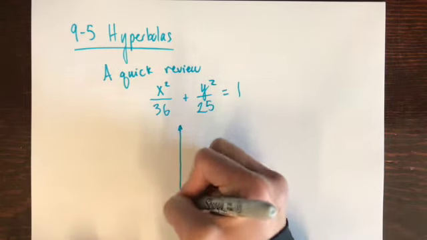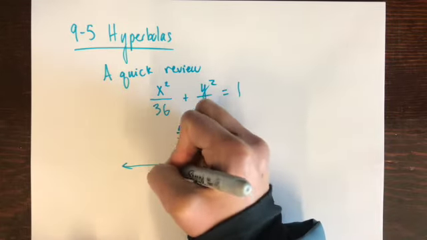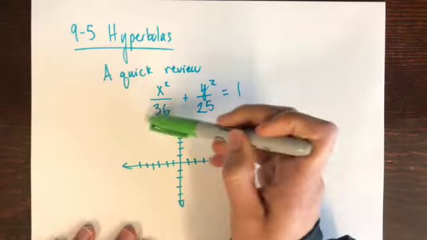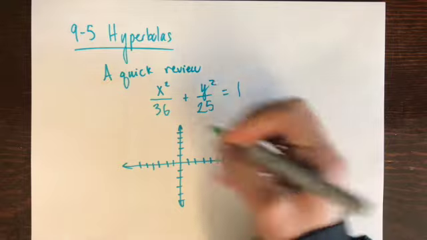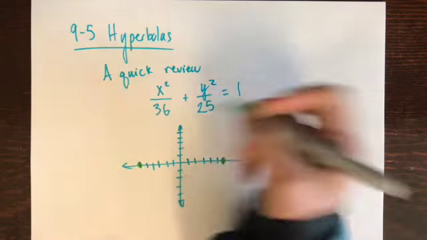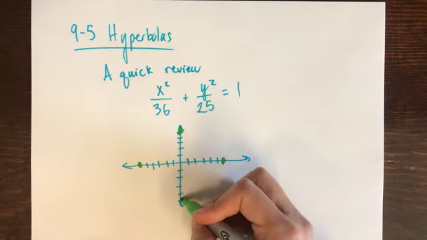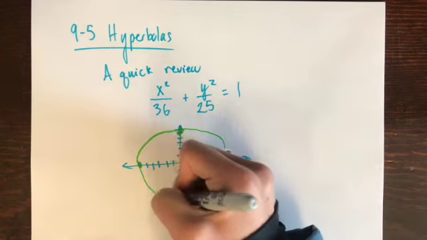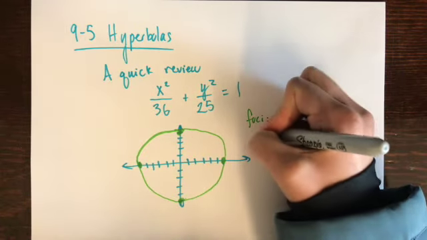So suppose we have x squared over 36 plus y squared over 25 equals 1. We know that this ellipse is going to have a center of 0, 0. We also know that I'm going to go out by the square root of 36, which is 6, from the center, and then 6 out from the center in the other direction, in the x direction, and then of course 5 up and 5 down in the y direction.